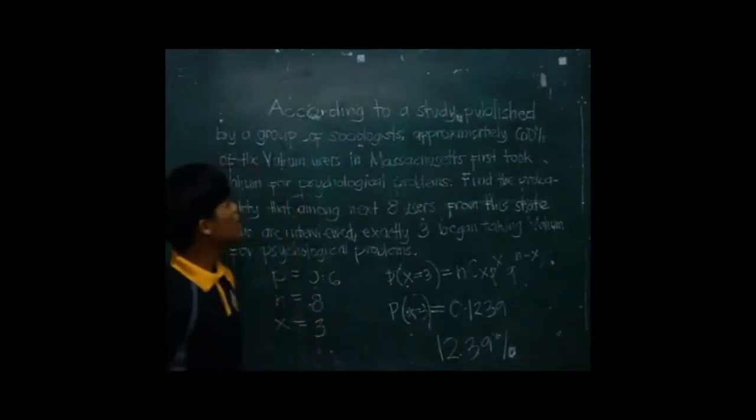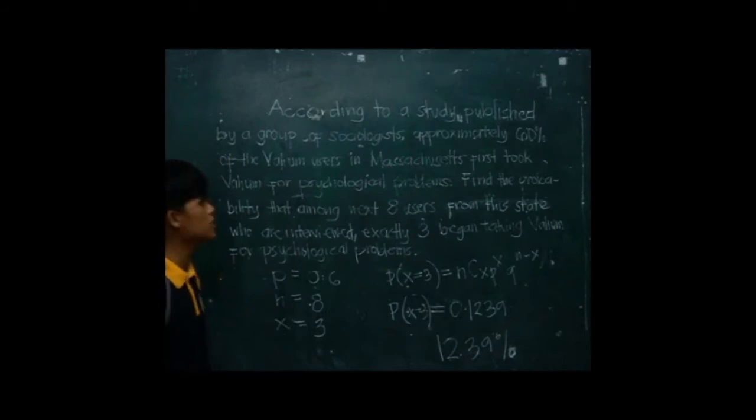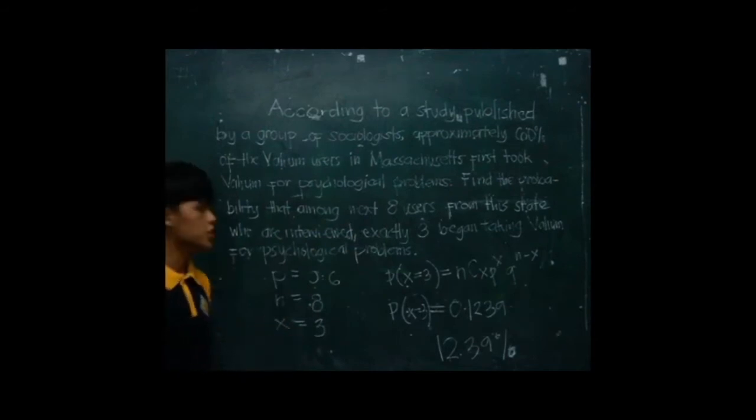So here's another problem. According to a study published by a group of sociologists, approximately 60% of the Valium users in Massachusetts first took Valium for psychological problems. Now we are to find the probability that among the next 8 users from this state who are interviewed, exactly 3 began taking Valium for psychological problems. So let's first find our probability, which is 60%, or simply said 0.6. Now we also have here the number of trials, which is 8, and our random variable, which is 3.